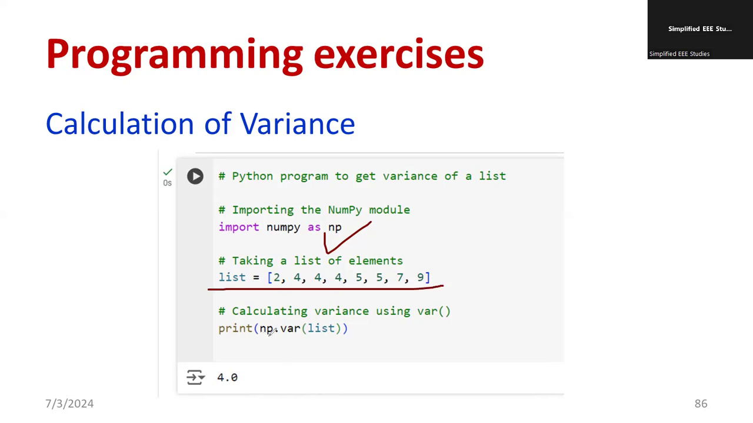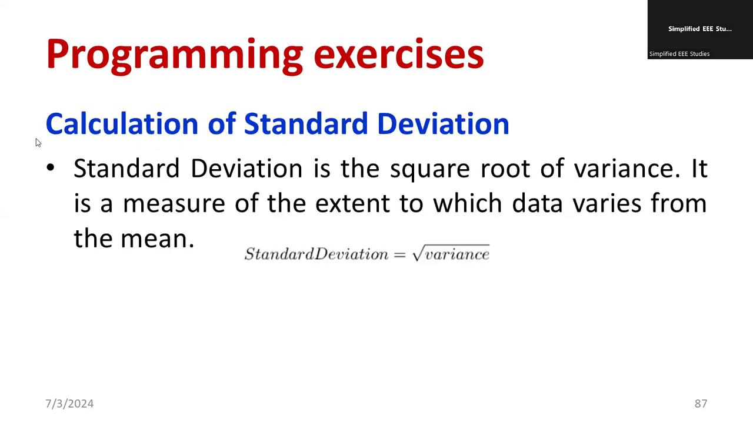Now we can apply np.var of the list. So it is in the form of a function. Var of the list becomes a function. Ultimately, we'll be getting the answer as 4. So using the NumPy module, you can easily compute the variance.